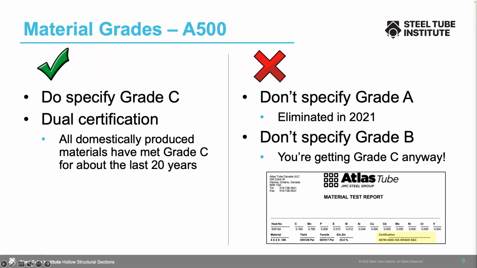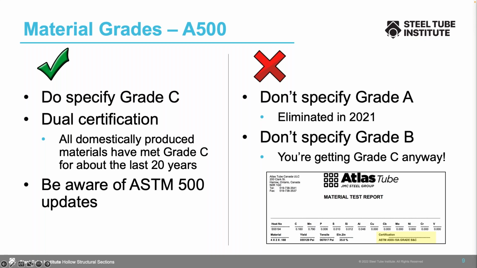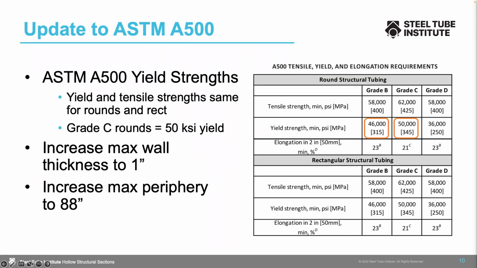Now, I mentioned that in 2021, grade A was eliminated from A500. There were other significant updates to ASTM A500 in 2021. So you do need to be aware of those updates. So one of the major updates is that yield strengths were upgraded, if you'd like to think of it that way. Yield strengths for round HSS used to be slightly lower than yield strengths for squares and rectangles. But now with this latest upgrade, they are the same.